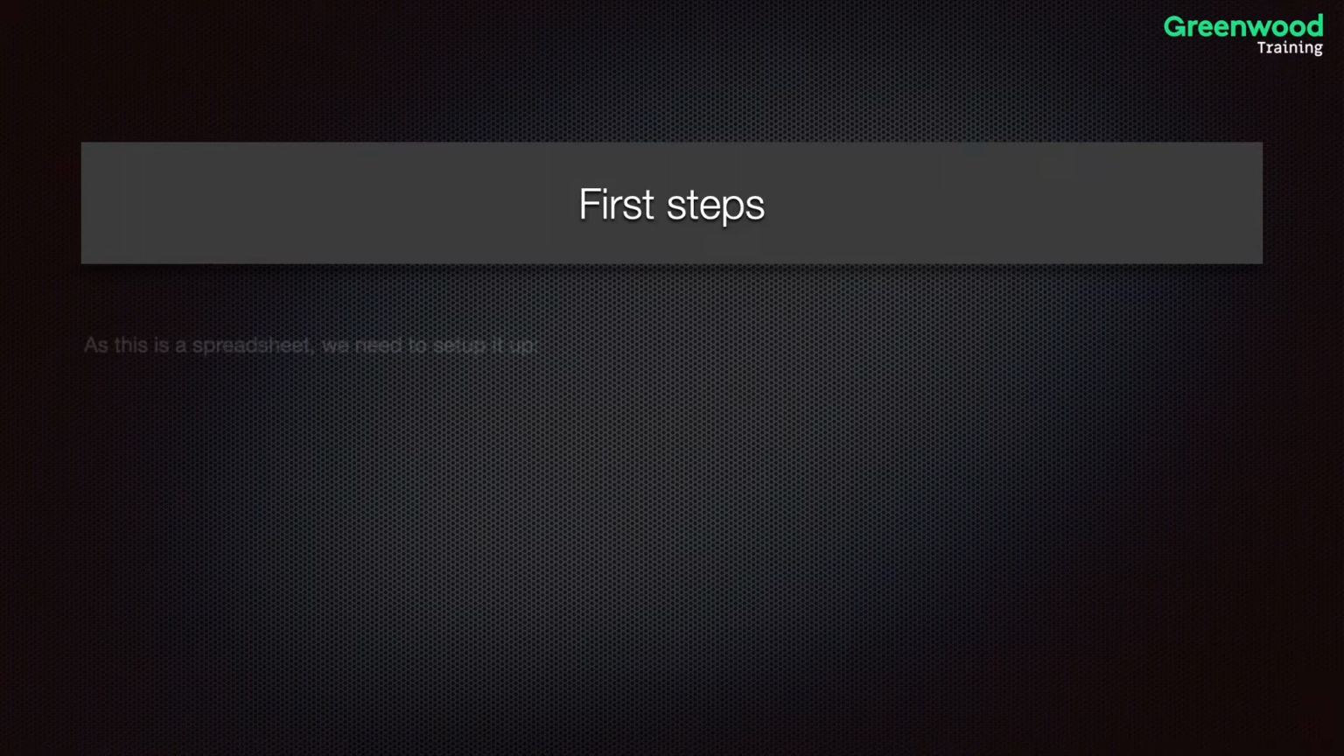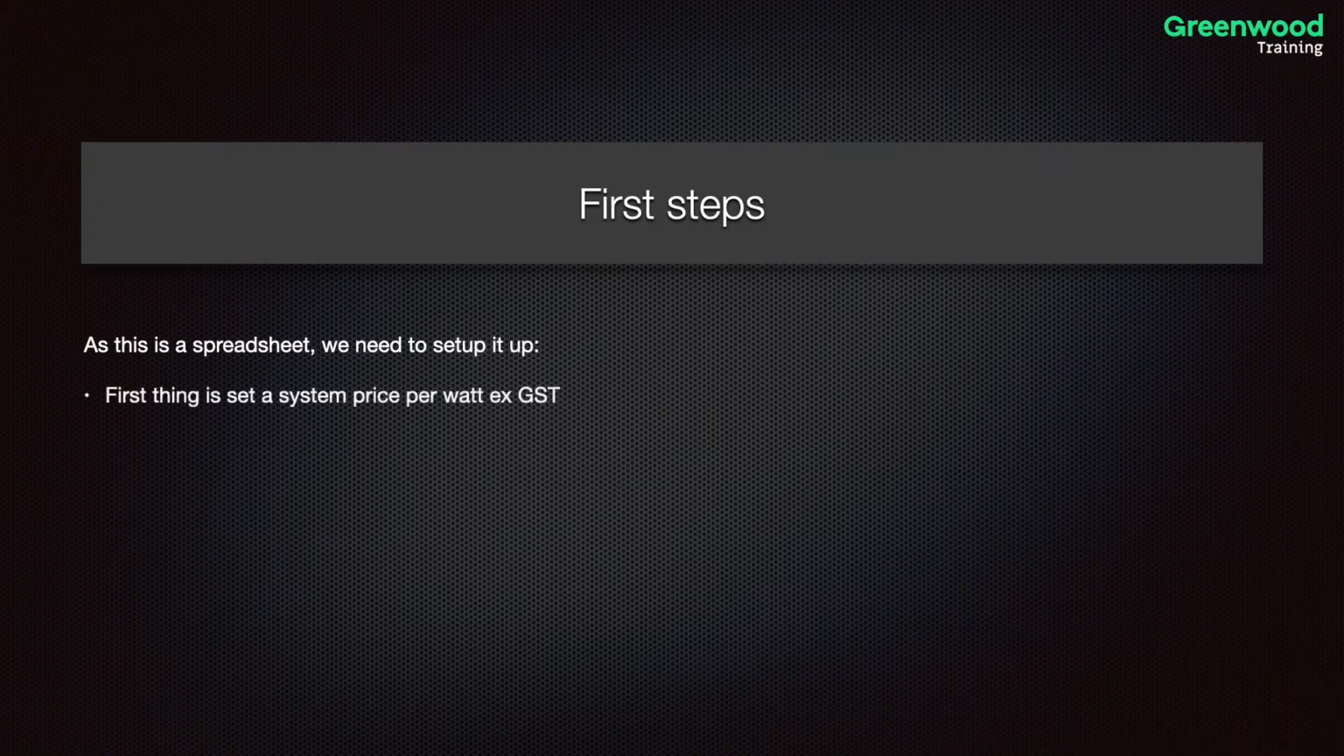As this is a spreadsheet, we need to set it up. So the first thing is to set a system price per watt, excluding GST. Then the ability to select a panel from your data set. Now you also need to put in how many panels, obviously, for the particular project in mind.